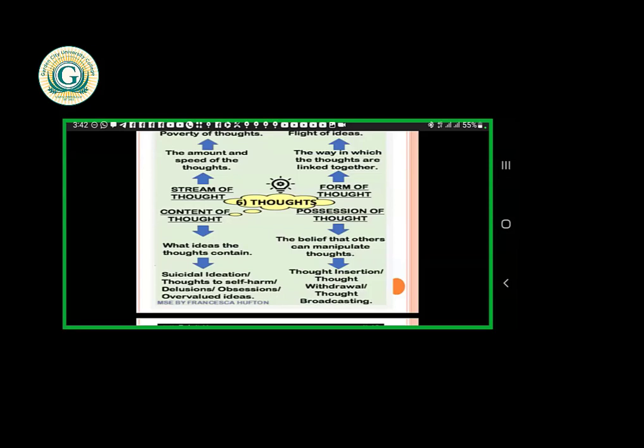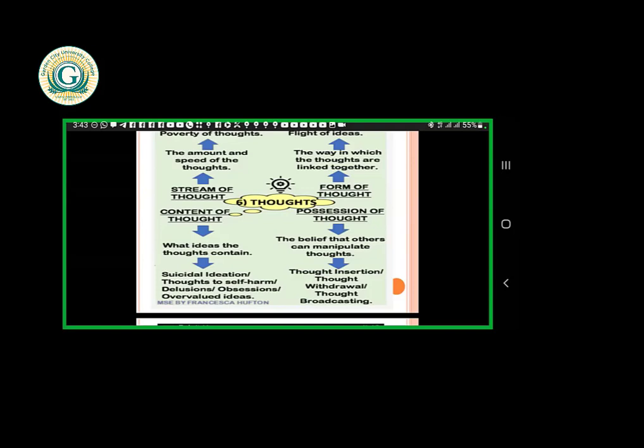Now, in the case of anxiety, when you are writing an exam, just think about it. Sometimes the stream of your thoughts can be blocked. All of a sudden, the mind becomes blank. At that point, we say you have a thought block. It can happen in schizophrenia, anxiety disorder, and depression. In depression also, the patient's stream of thoughts may be described as a poverty of thoughts. That is why they may have a limited amount of words to give to you. So that is about the stream of thought.